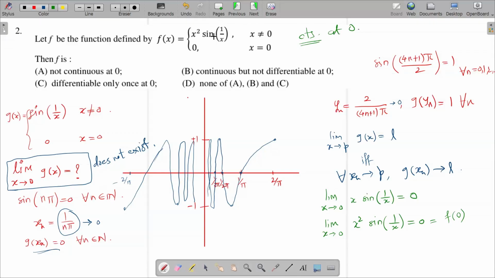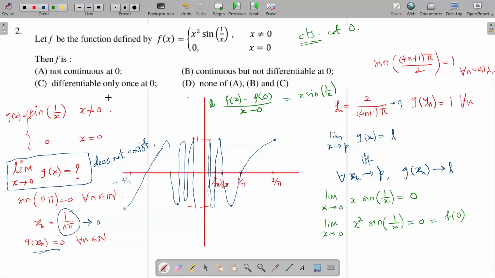डिफरेंशिएबिलिटी तो क्या करना पड़ेगा? Yes sir, it is differentiable. Very good. Because you just look at f of x minus f of 0 upon x minus 0. That is x square sin 1 by x minus 0 upon x. That is x sin 1 by x. But x sin 1 by x का अभी हमने बोला कि limit is 0. So this limit will exist. Limit x goes to 0 of this is going to exist. That means the function is differentiable as well.